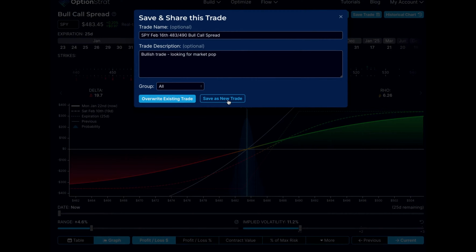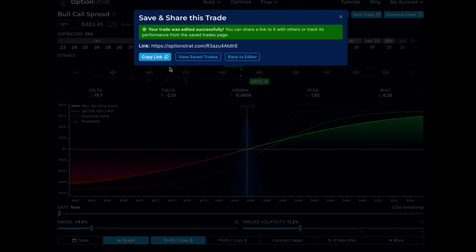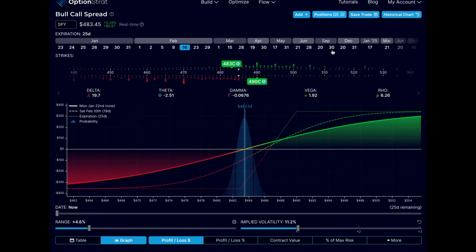Now, sometimes I'll save it as a new trade so that I can easily go back and forth and look at, well, what would have happened if I didn't add this versus if I did add it? But in this case, I'm just going to overwrite the trade. Again, I can copy that link, send it to friends, whatever I want to do. And now this is the trade that I'm in.